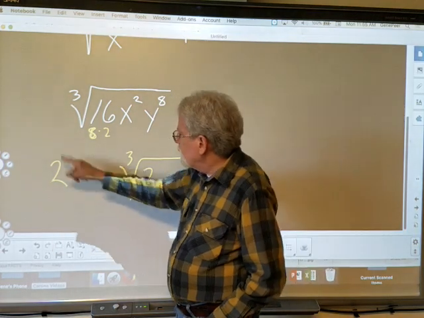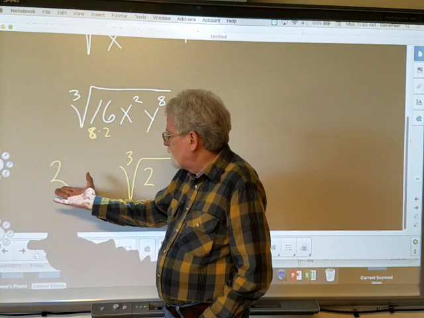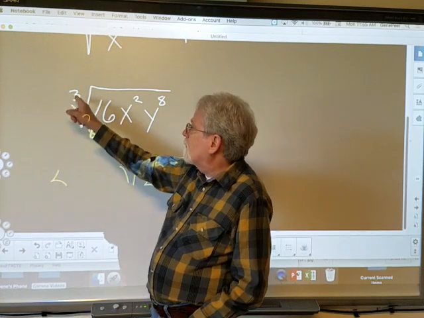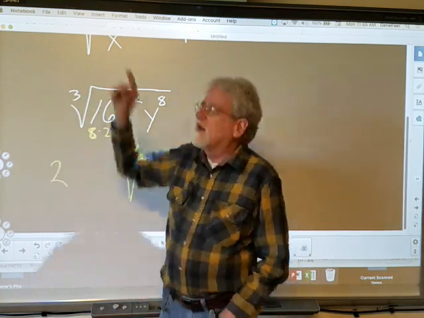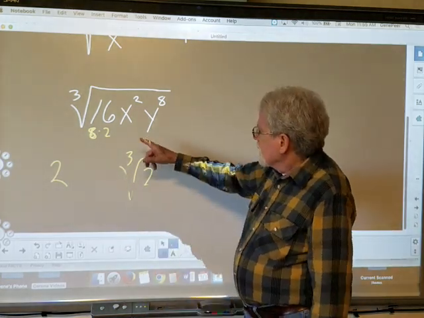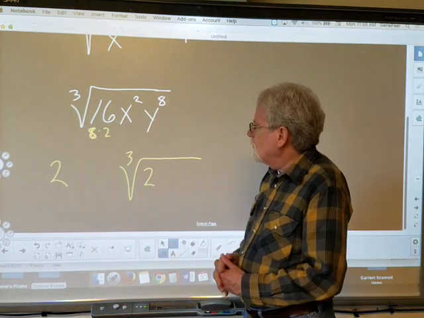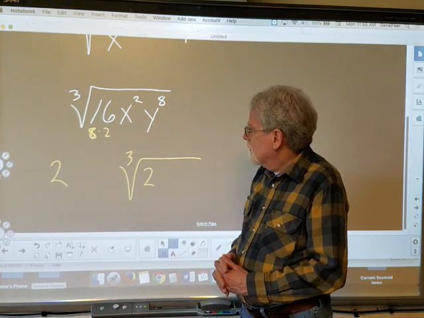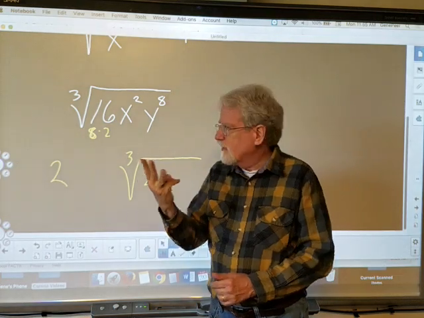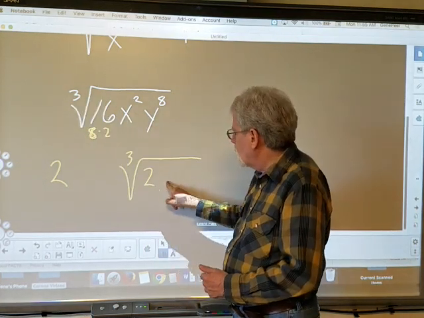Don't we take the absolute value? Oh, well, there are two reasons we don't. Number one, we already know the absolute value of 2 is 2, but we wouldn't take it anyway because it's an odd index. Do not take absolute value if the index is odd. Now what about the cube root of x squared? Oh, is that just x? No. X times x is not x squared. We don't know the cube root of x squared, so we're stuck with it inside.